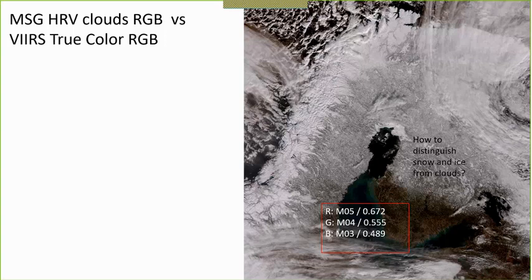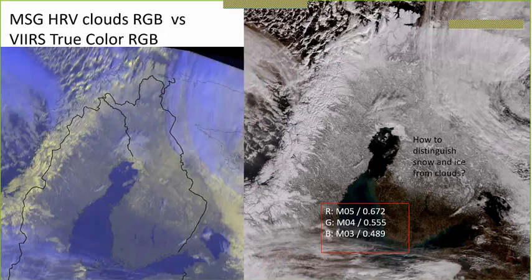It's really nice for your eyes because it's quite naturally looking. And in comparison, I have here the MSG high resolution visible clouds RGB. And obviously the resolution with the 1 kilometer here in the True Color VIIRS image is really nice.